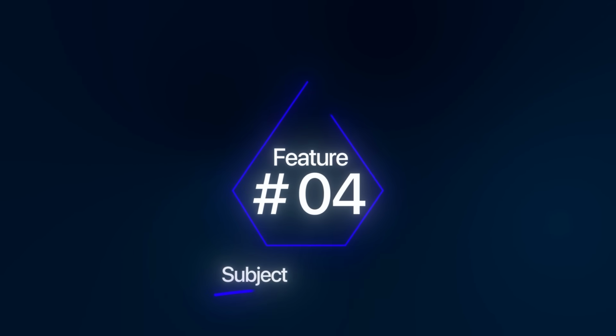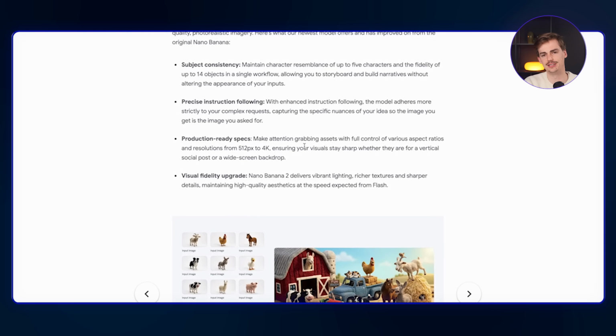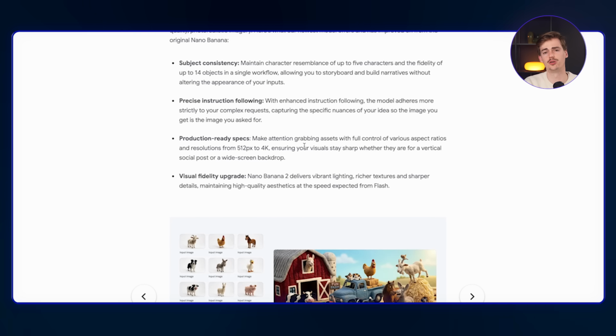Moving on, we got subject consistency, and here it tells us that we can have up to 5 different characters and the fidelity with up to 14 different objects in one image. So I wanted to try that out and I'm playing around with this a little bit, and I need to do more of this, because this sounds and looks great, that you can put in so many different characters, so many different details, and it gets it exactly right.